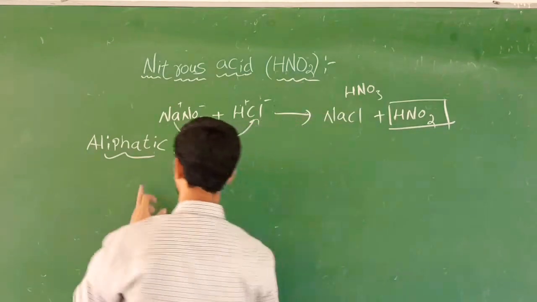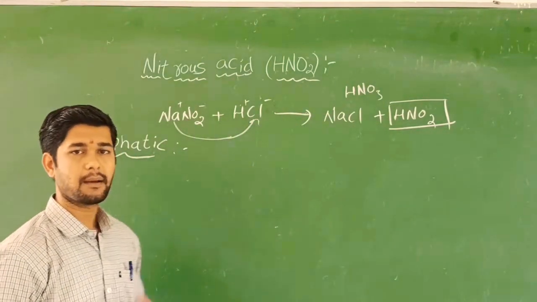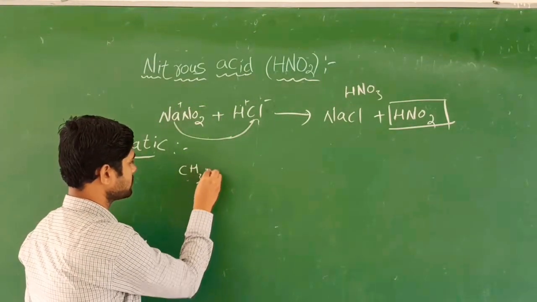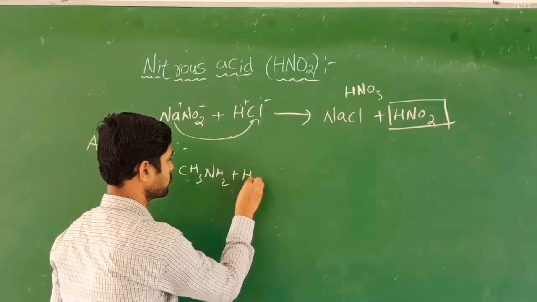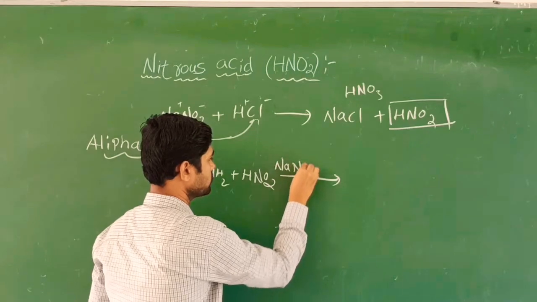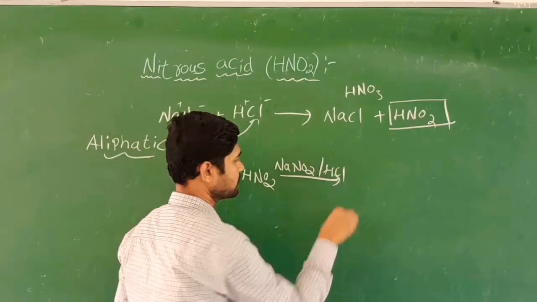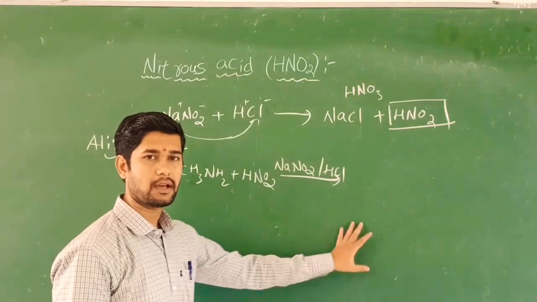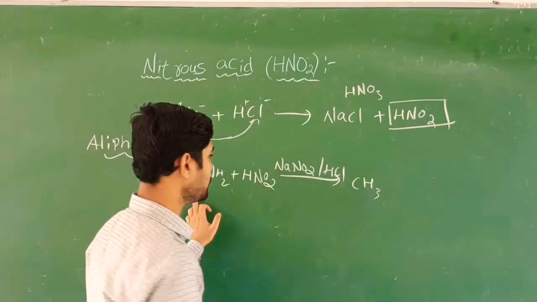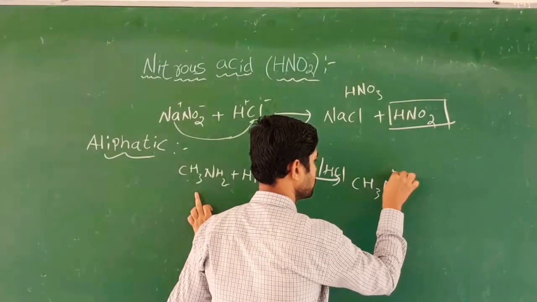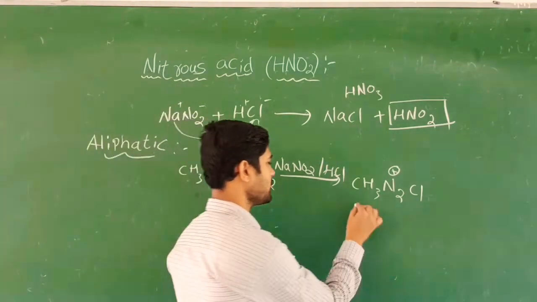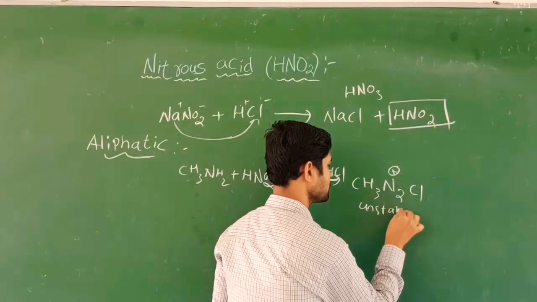Let's see the reaction for aliphatic amines. Directly I take the example of methylamine, methanamine, CH3NH2, which reacts with HNO2 in the presence of NaNO2 plus HCl. Here we get an unstable compound called alkyl diazonium chloride; in place of alkyl I say methyl, so this is called methyl diazonium chloride. This is the unstable compound.